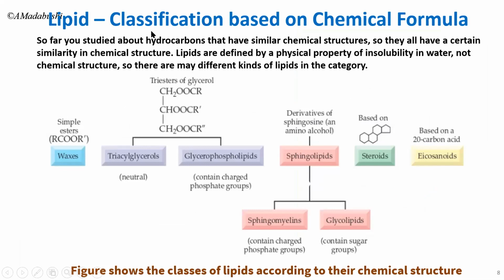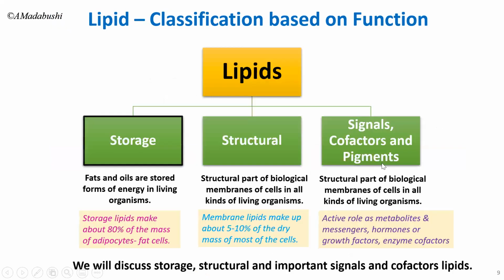Okay, so let's see. Classification. There are different ways of classifying. I am going to share with you what, in my opinion, works best for you, because there are different ways based on chemical formula. There are esters, triesters of glycerol, derivatives of sphingosine, steroids, eicosanoids. So you can do it that way, or you could do it based on function. There is storage, structural, and signals.